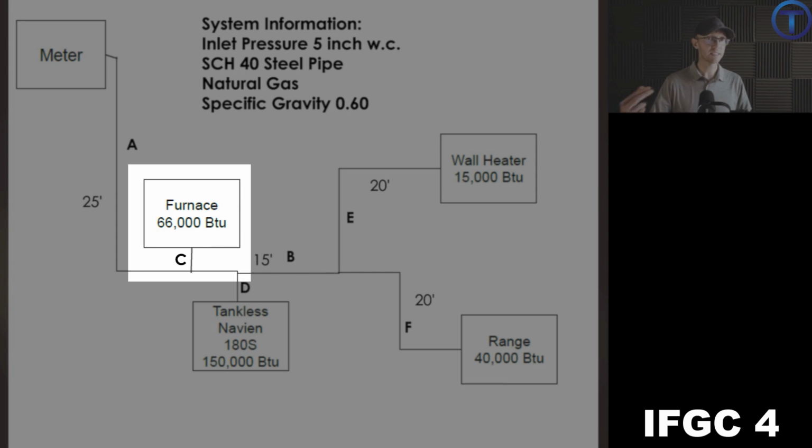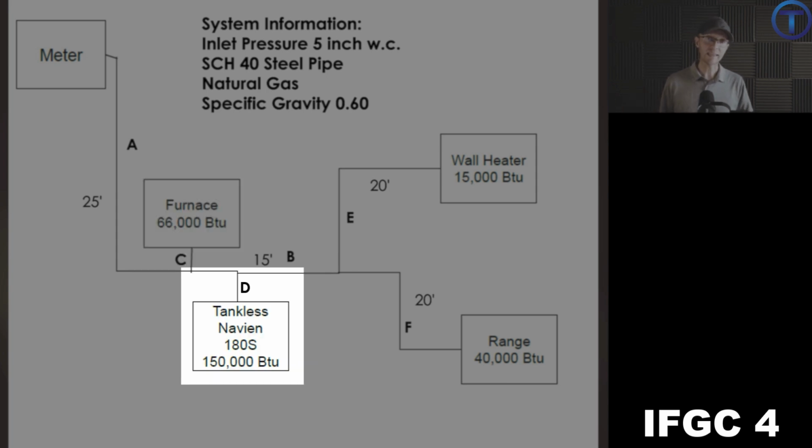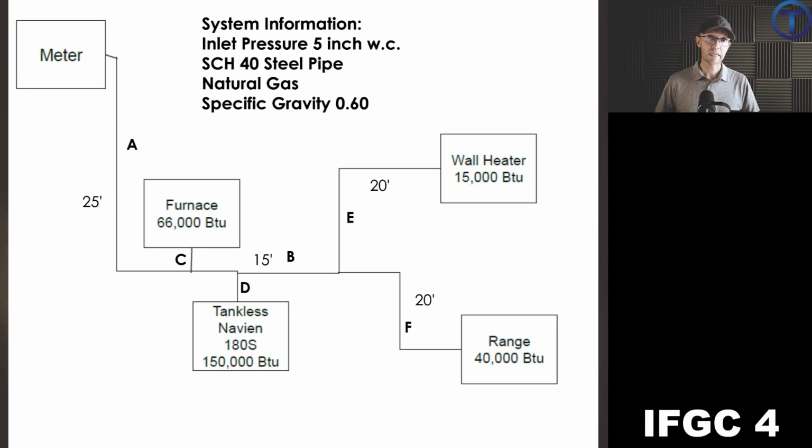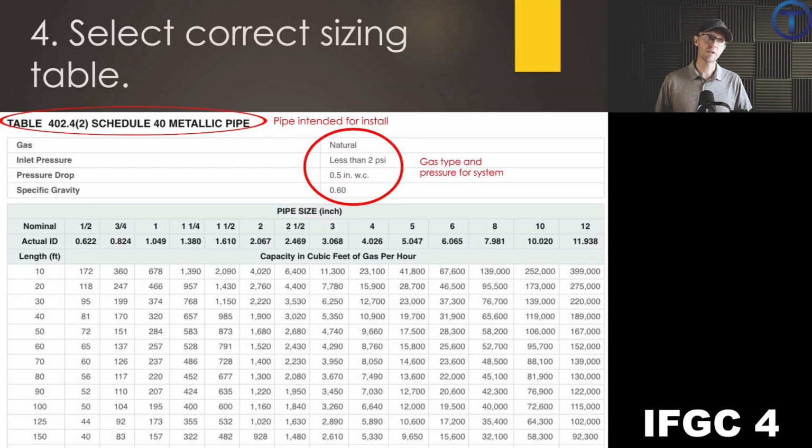C is the line specific to the furnace. D, specific to the water heater. E is going to the wall heater, and F is going to the range. So now I have all of these spelled out, each section, and I need to size each one of these sections so that I know exactly what size of pipe to bring to each one. That is enough information to enable me to go to step 4 and select the correct sizing table.